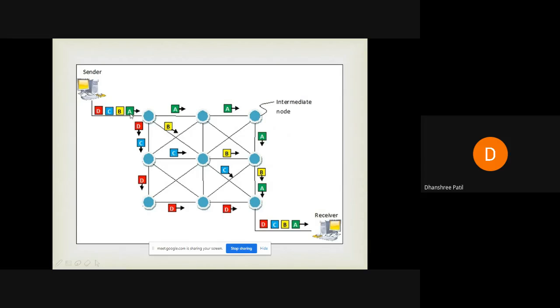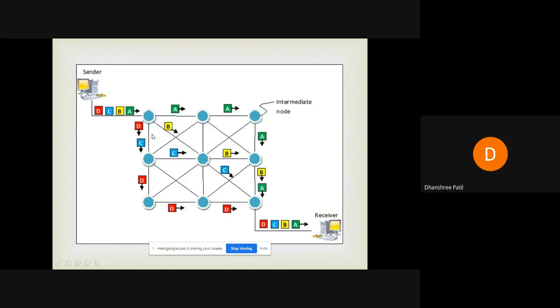What is meant by the packet? It is a small chunk of the data. Your whole data is divided into small parts, and each part is called a packet. For example, my data is ABCD and it is divided into these four packets: A, B, C, and D.